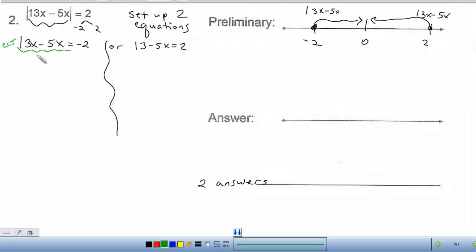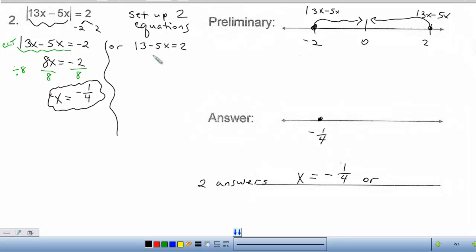13x minus 5x is 8x. Now we divide by 8. So x equals negative 1 over 4. That's one of the possible answers. Or we have to also do the right-hand side. So 13x minus 5x, combine like terms, and we get 8x is equal to positive 2. Divide both sides by 8, and x is equal to 1/4. So there's the other possible answer, and I do need to graph those.